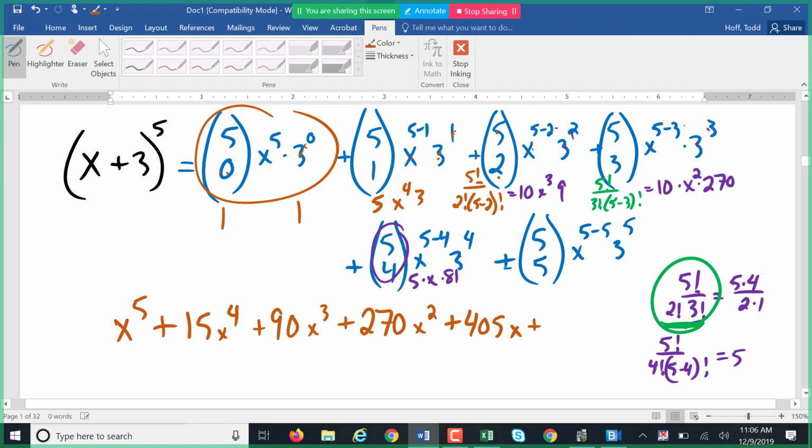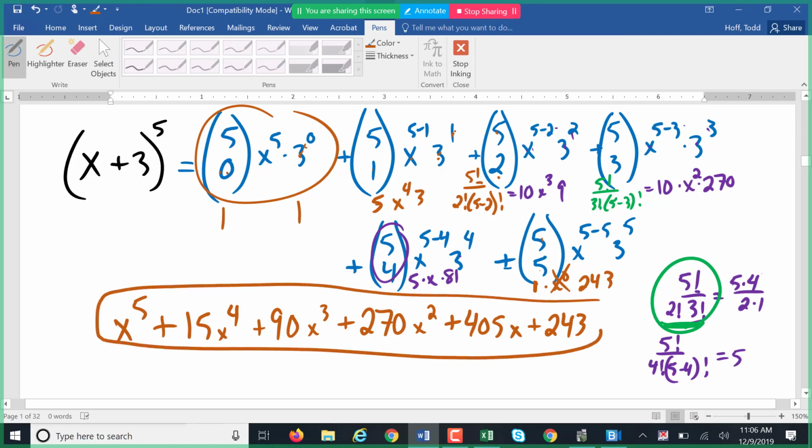And then finally we have 5 choose 5, which is 1. There's only one way to do that. 5 minus 5, that's x to the 0, so that actually doesn't need to be shown. 3 to the fifth is 243. So that's just simply 243 for that last term. So we expanded that out without having to do that repeated multiplication to get x plus 3 to the fifth.